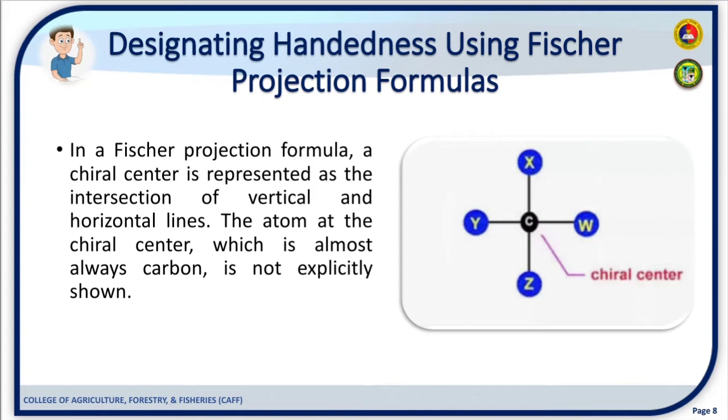In the previous part of the lesson, I mentioned that carbon is only considered a chiral center if the four substituents bonded to it are different from one another. If the four substituents bonded to a central carbon atom are all identical, then that is not considered a chiral center.